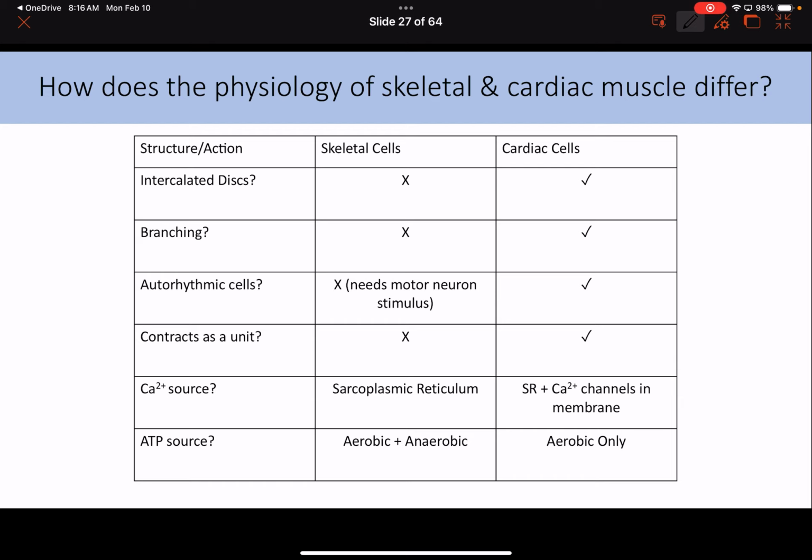So any questions about the difference? This should be review for you. Okay. Anybody still writing down the table stuff? Okay.